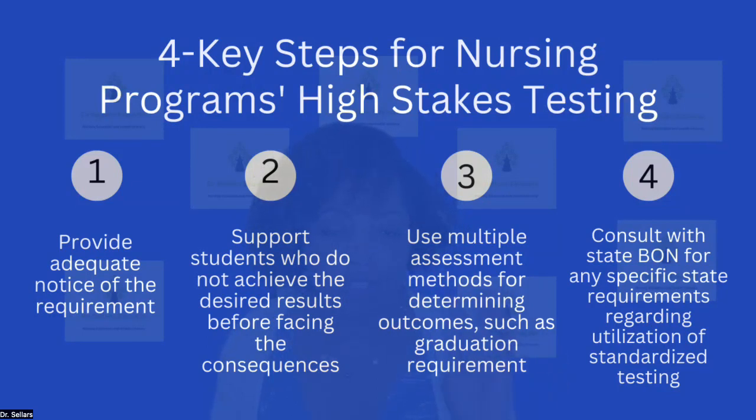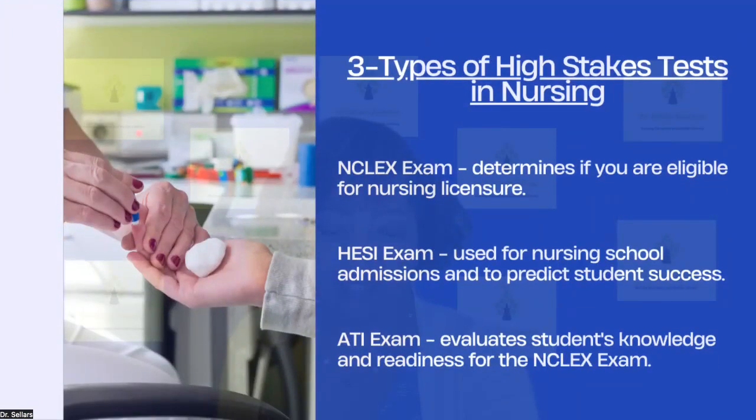And number 4, which is really important, make sure we are consulting with our state boards of nursing for any specific state requirements regarding utilization of standardized testing. Okay, so number 4 is really important. We always want to be compliant with our boards of nursing when it comes to alignment with what our nursing program standards are and what the Board of Nursing says that they have to be.